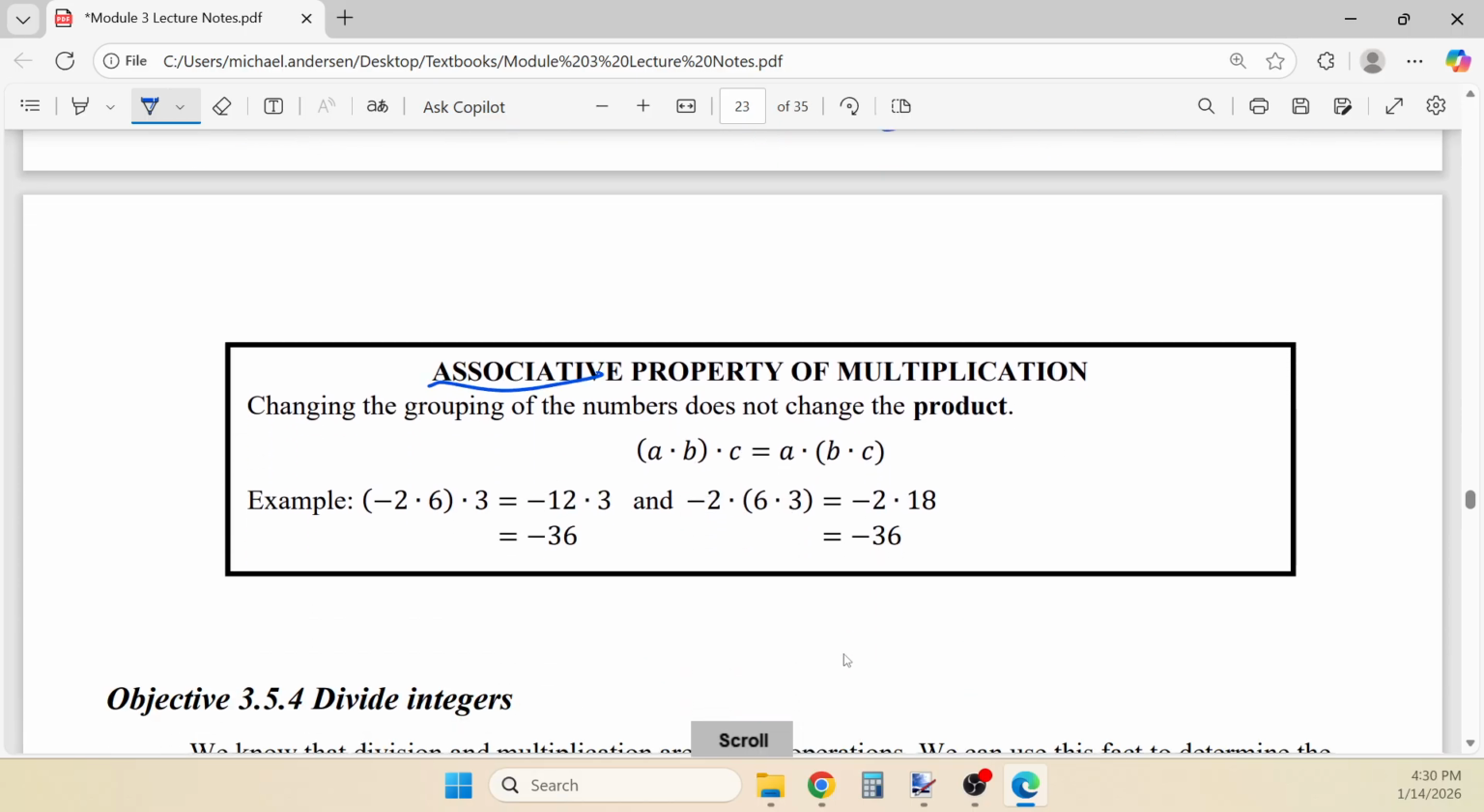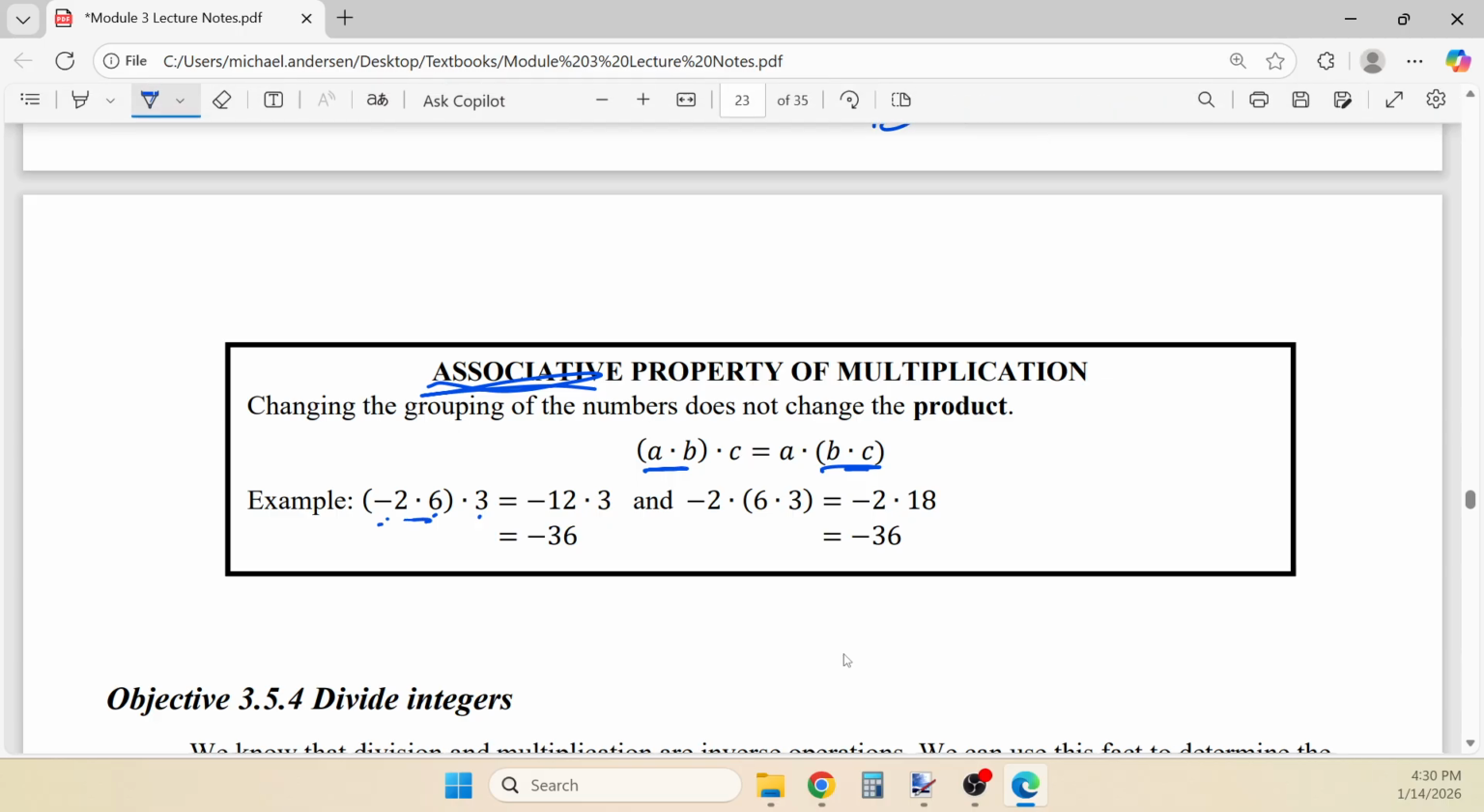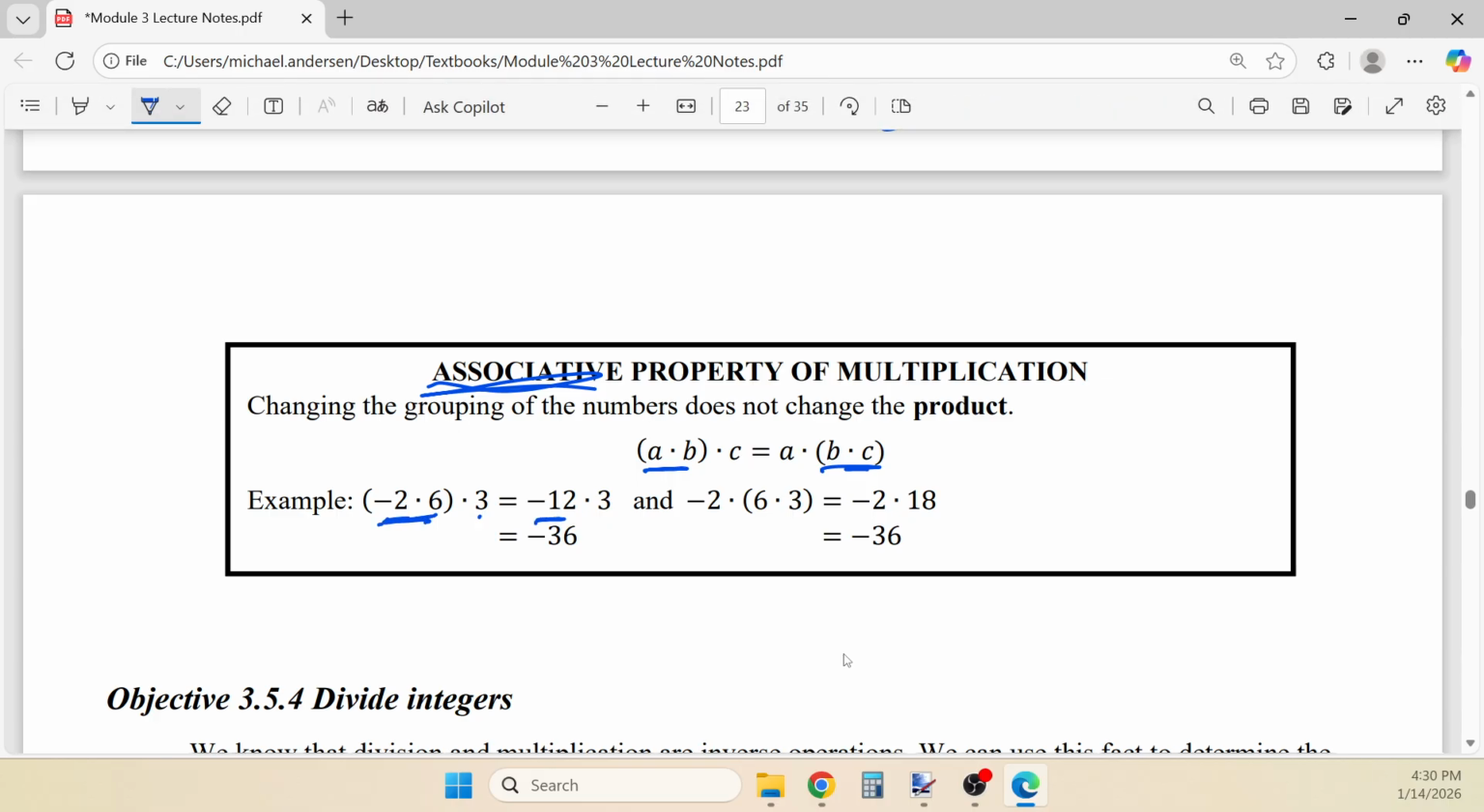The associative property is that I can multiply from the left or from the right first, and I'll get the same number. So, for instance, I have negative 2 times 6 times 3. I can do the left two numbers first and get negative 12 times 3 is negative 36. Or I can multiply the right two numbers, the 6 and the 3 together to get 18, then multiply by negative 2 to get negative 36, and they're the same thing.